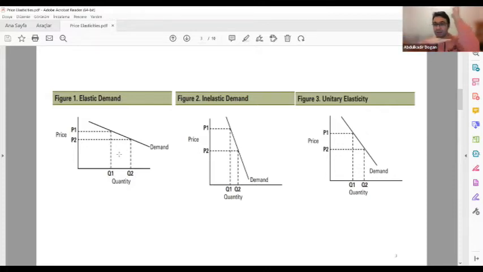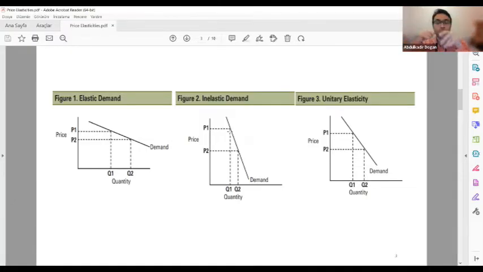Just think this is your XY graph, XY dimension. If your demand curve is close to parallel to the X line, your demand is elastic. Okay. If your demand curve is close to parallel to the X line, it is elastic. If your demand curve, please look at this demand curve now, if it is close to parallel to the Y line, it is inelastic.